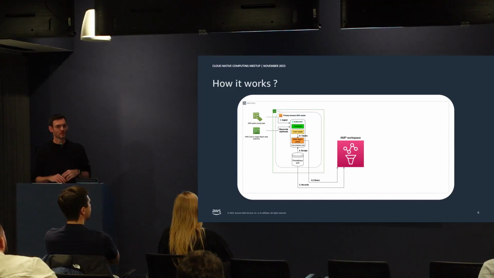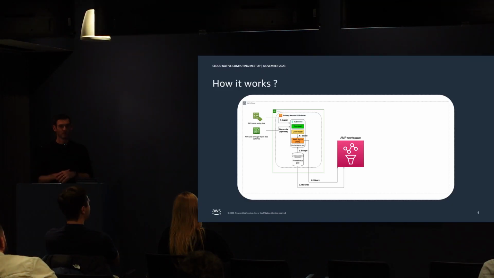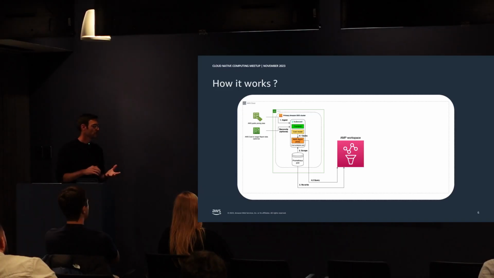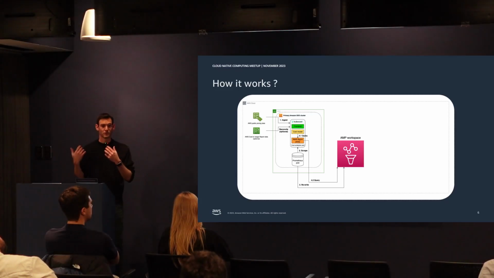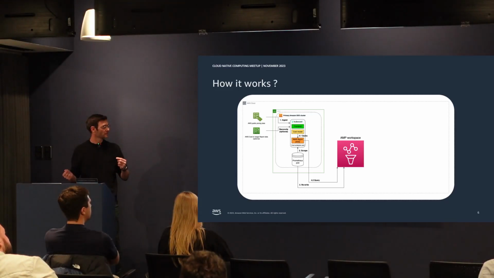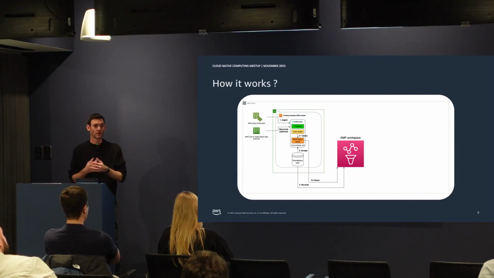Again, as I said, it supports multiple clusters. So if you have other clusters, you can install Kubecost on those clusters, and you can feed all the metrics from both clusters into a single Prometheus instance in AWS.